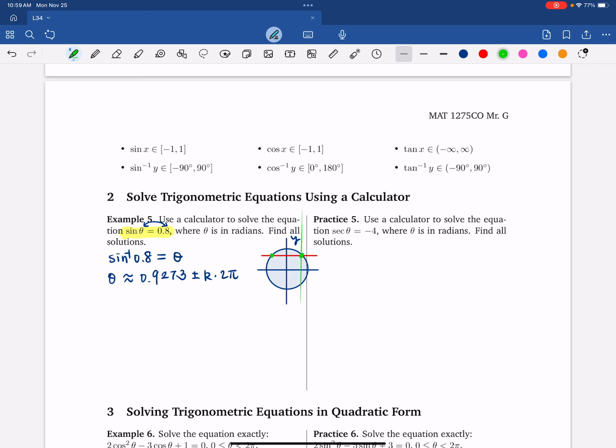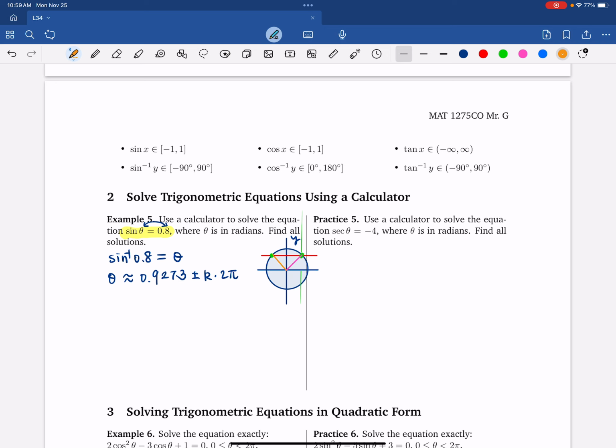And then because the value 0.8 is not on the unit circle, that's why we cannot use the unit circle to figure out the angle measurement exactly, but we are able to identify how many solutions there are. So we find out one solution, which is 0.9273. You could convert it to a numerical degree if you want, which is this angle right here. So that's the angle.